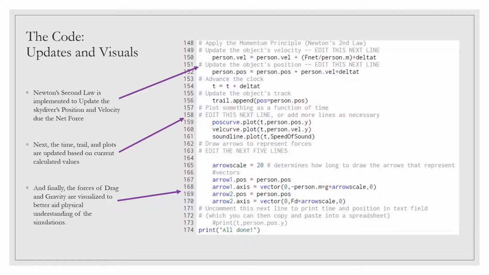Here I am breaking down the code's updates and visuals. Newton's second law is implemented to update the skydiver's position and velocity due to the net force. Next, the time, trail, and plots are updated based on current calculated values. And finally, the forces of drag and gravity are visualized to better aid physical understanding of the simulations.